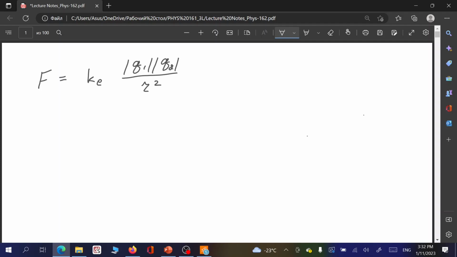So this electric constant Ke is equal to 1 over 4 pi epsilon naught. And epsilon naught is a universal electric constant, which is defined as the permittivity of free space, and it's equal to 8.854 times 10 to the minus 12 Coulomb squared per Newton meter squared.